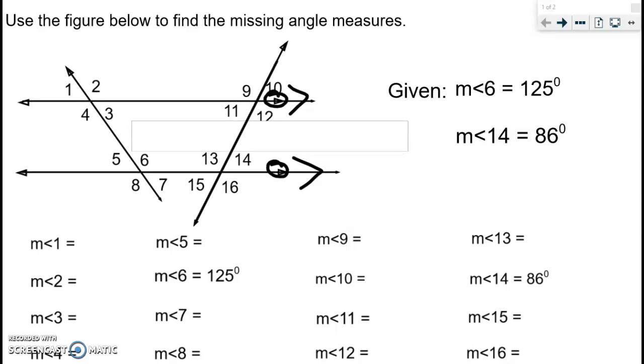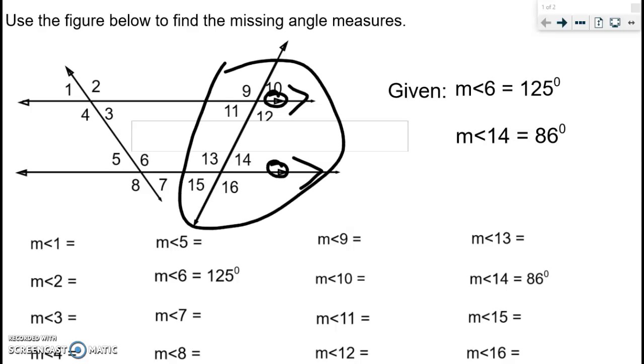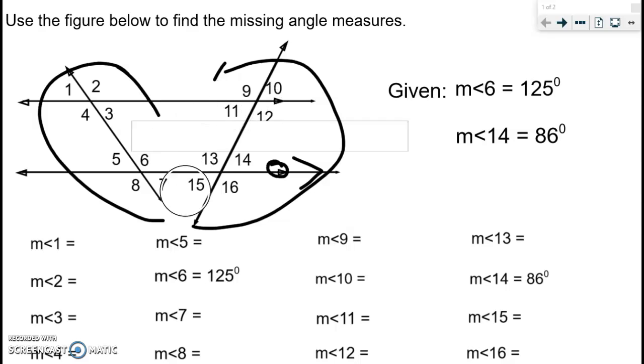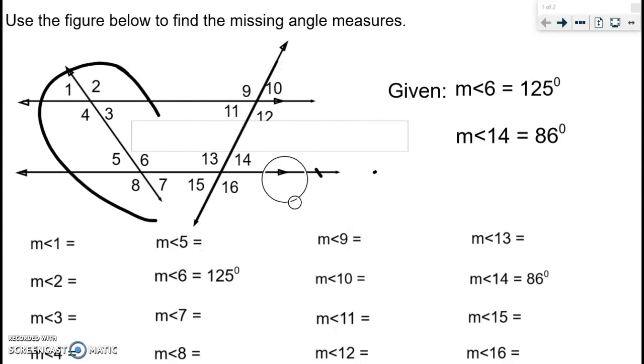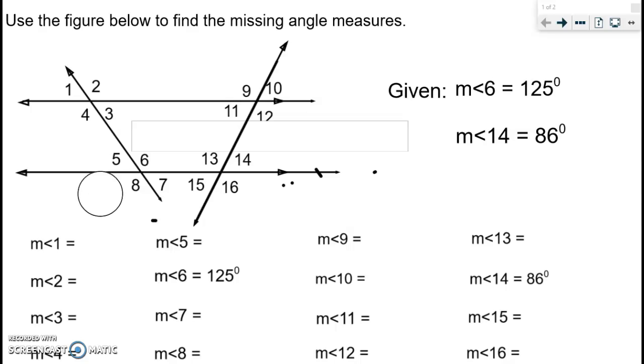So we have two sets of parallel lines with transversals. We have one group over here that's going to follow one set of rules, and then we have another group over here. Because these middle two lines are the parallel lines, and it looks like we have two transversals. So, given that the measure of angle 6 is 125, and 14 is 86, we want to find the rest of the angles, and we can do this because these are parallel.